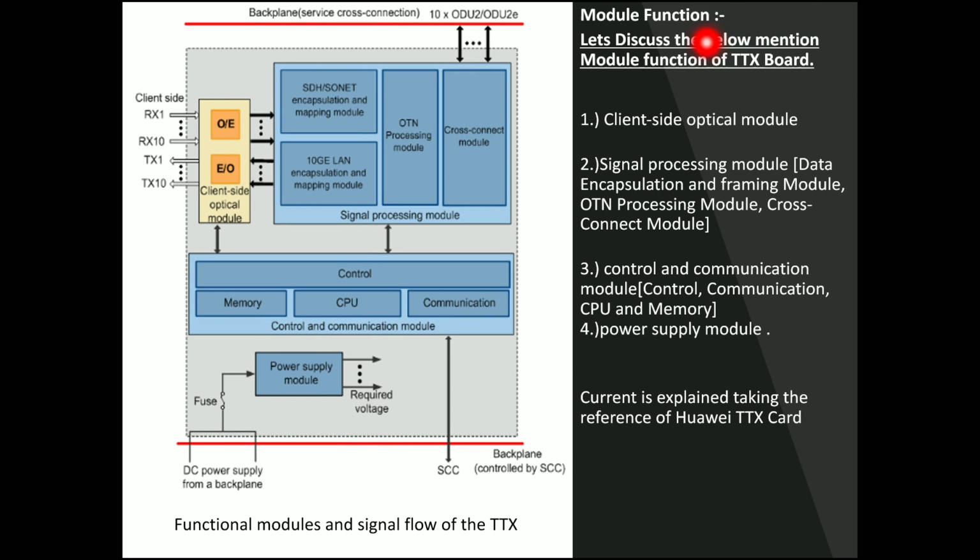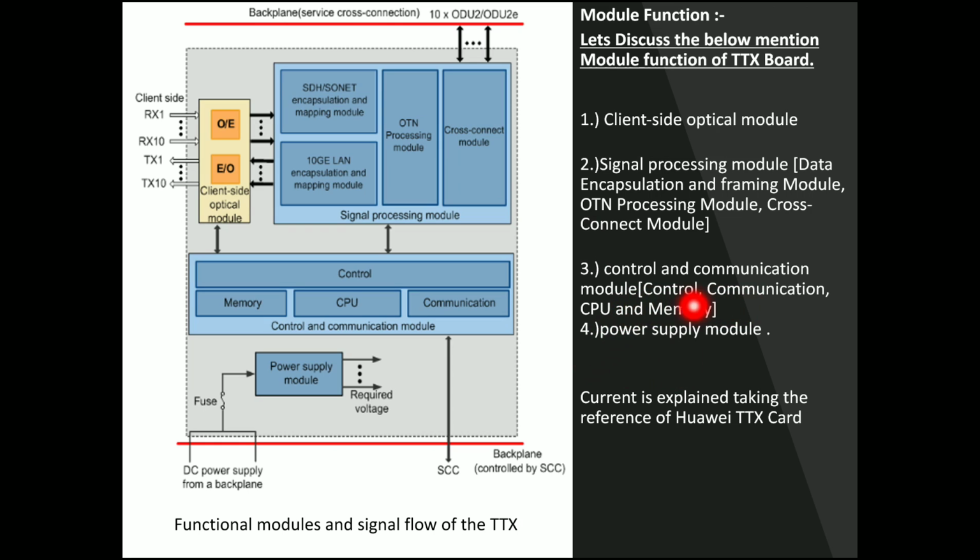So module functions, let's discuss the module functions for the TTX board. Client side optical module, signal processing module. The signal processing module is used for data encapsulation, framing, OTN processing and cross connection. Inside it contains all these modules: cross connection, OTN processing, SDH SONET encapsulation and 10G LAN encapsulation. These encapsulation and mapping modules are for different types of data: this one is for SDH SONET and this is for the Ethernet data.